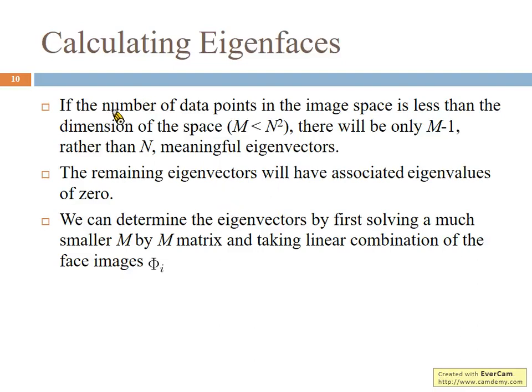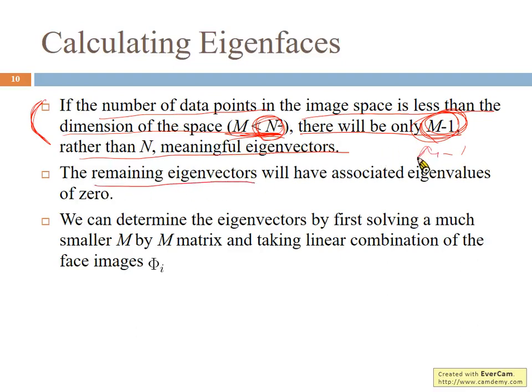So how can we simplify? If the number of data points in the feature space is less than the dimension of the space, there will be only M minus 1, rather than n squared, meaningful eigenvectors. This is the mathematical foundation. If the number of data points is less than n squared, we will only have M minus 1 meaningful eigenvectors. So we may put a lot of effort into calculating n squared eigenvalues and eigenvectors, but most of them are not meaningful. All the remaining eigenvectors other than these M minus 1 will have associated eigenvalues equal to 0. That is not meaningful.